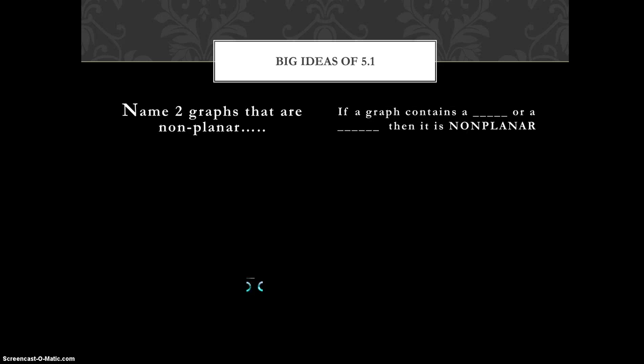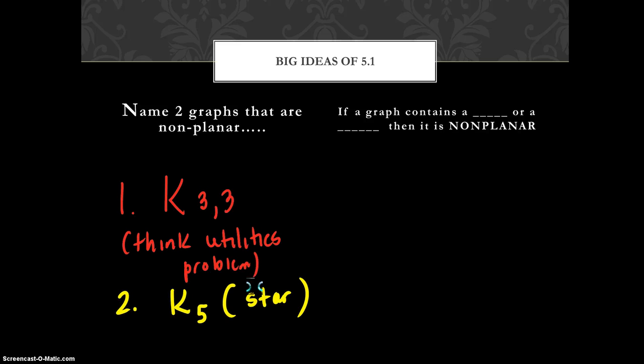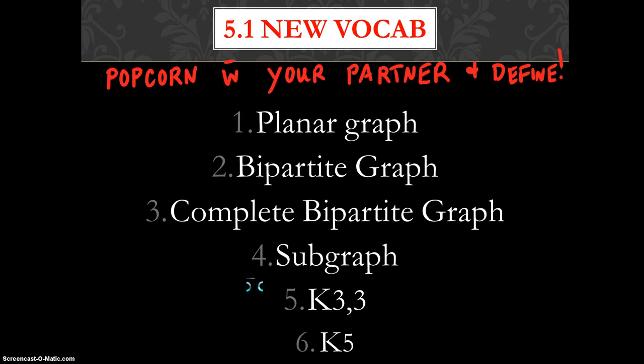Okay, name two graphs that are not planar. K33 and a K5, and if a graph contains a K33 or a K5, then we know that that whole graph is also not planar. So these are the new words from our section, and good luck with section 5.1 homework.